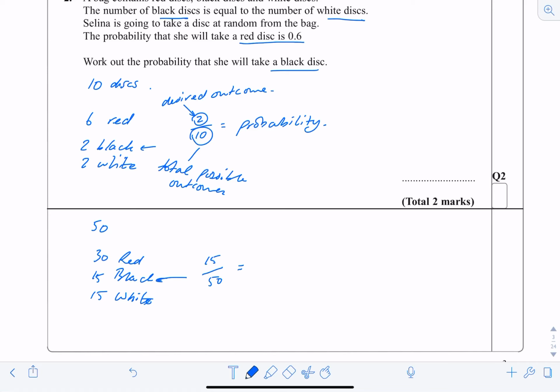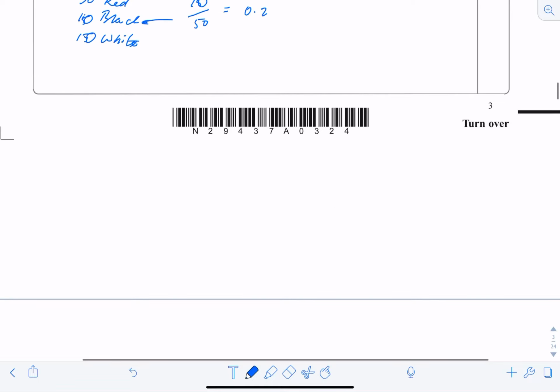Hang on, have I gone wrong? 6, 2 and 2, so it would be 10 and 10. So 10 out of 50, which is 0.2, which is the same as 2 divided by 10. Right, moving on.